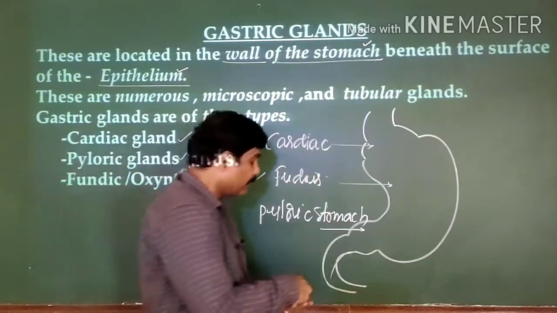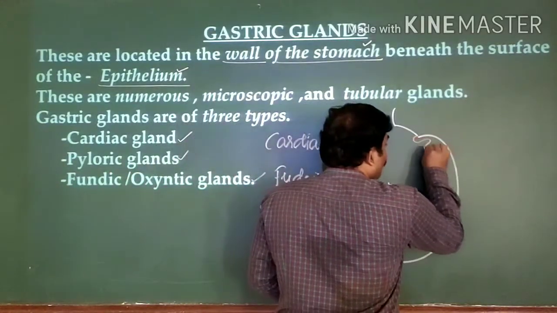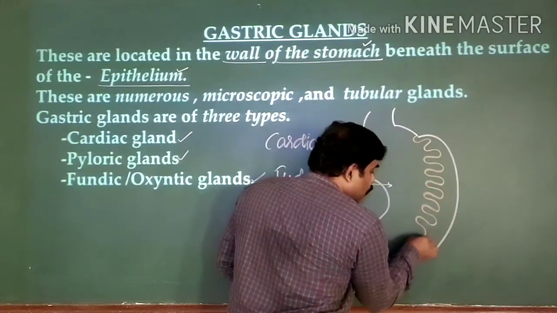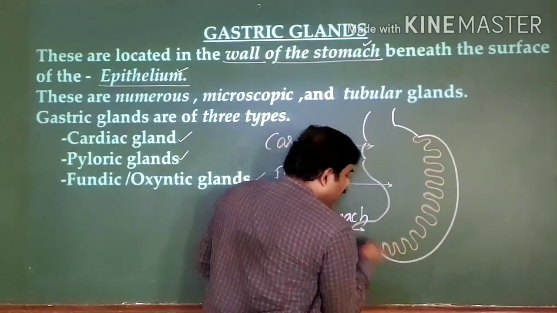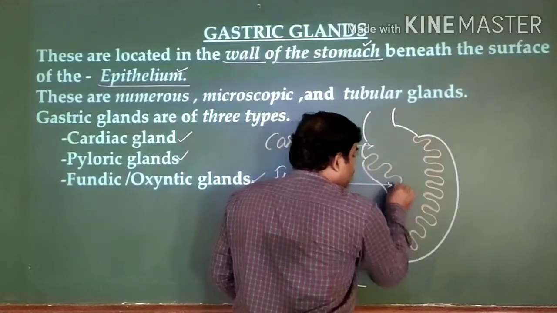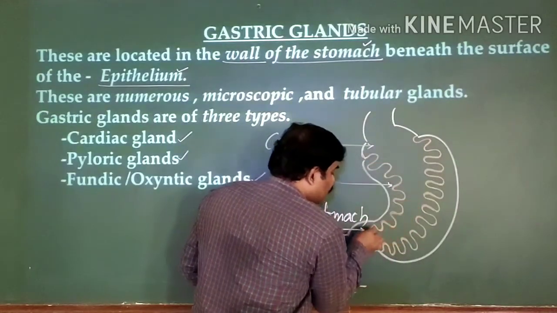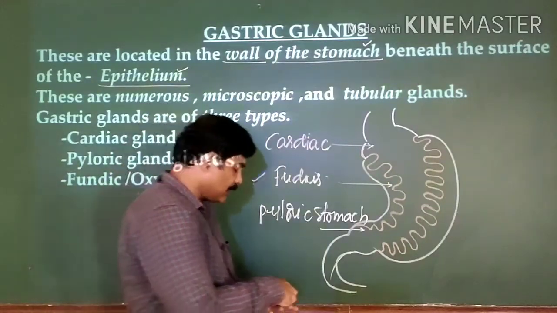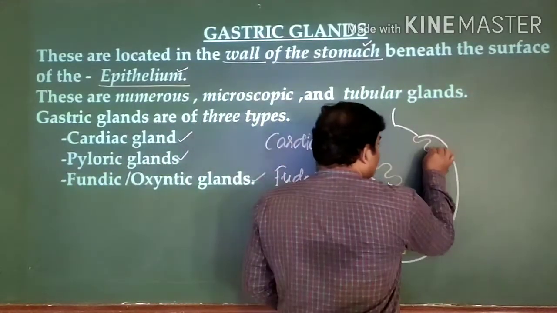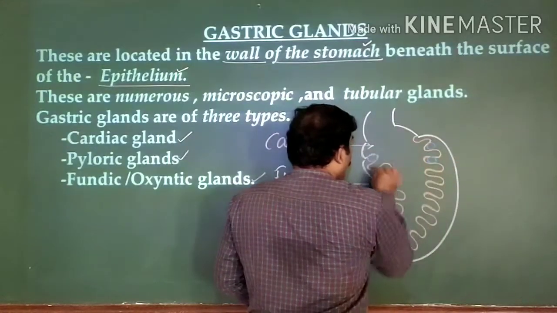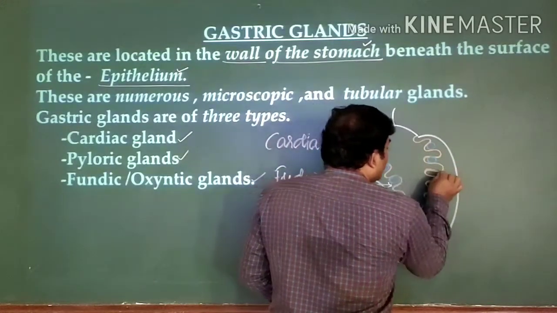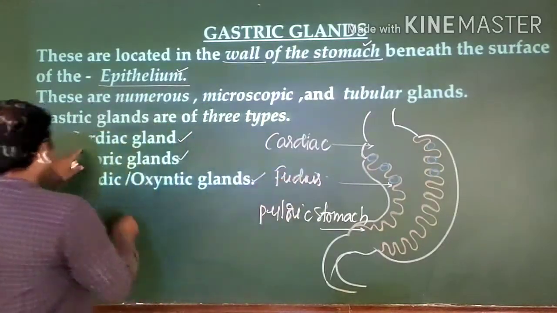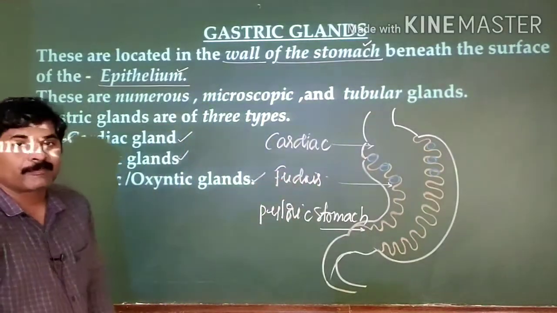If you see the internal portion of the stomach, it is thrown into many folds, and all these folds are known as gastric rugae. These are what I am drawing here, the gastric rugae. These glands are present in these locations. Some of these gastric glands are located in the cardiac portion of your stomach. Hence all these glands are known as cardiac glands.